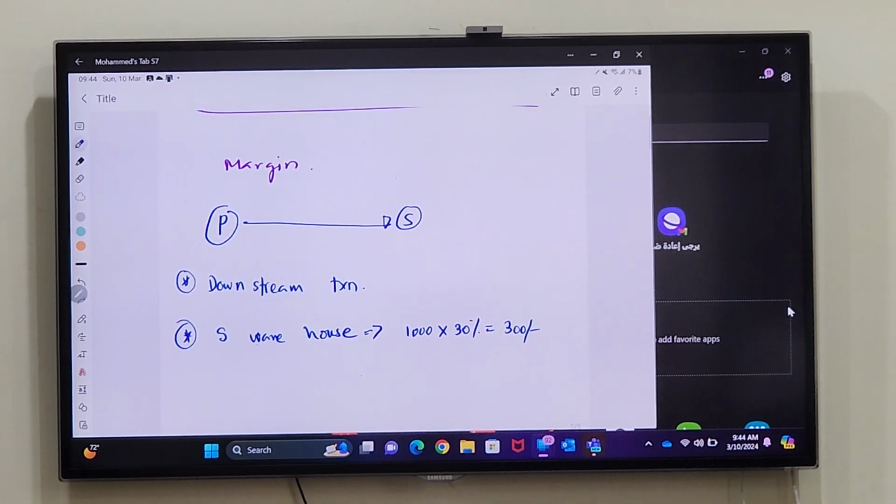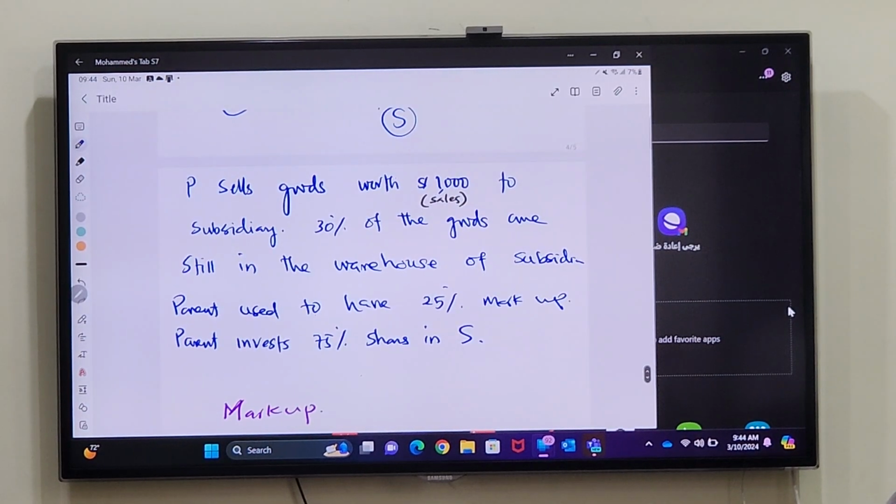What is IAS 2 now? Inventory, accounting for inventory. Accounting for inventory says what? Inventory should be valued at lower of cost or NRV. Now, the parent company has sold goods to subsidiary at a value of 1,000.